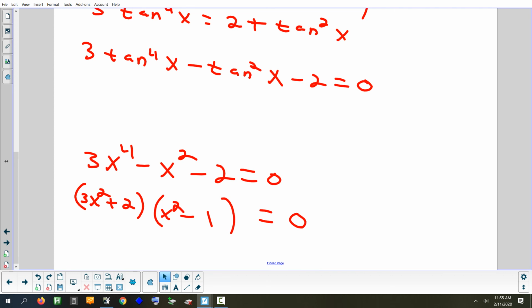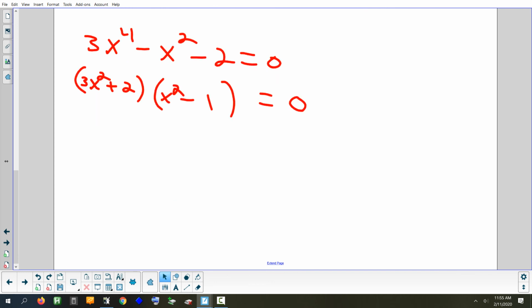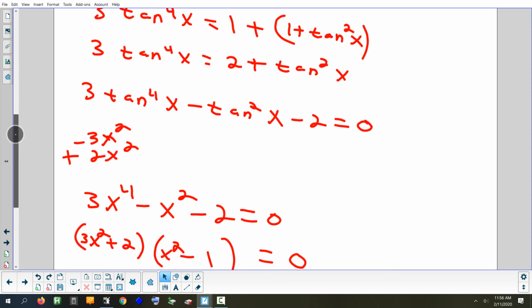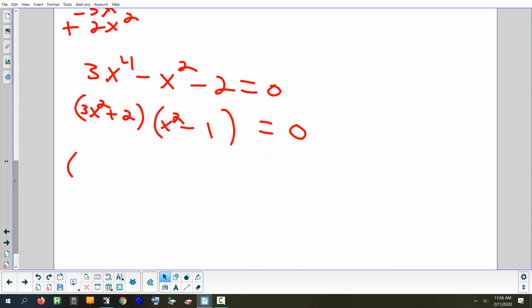3x squared times negative 1. 2 times x squared. Negative 3 plus 2. Is that what we wanted? Perfect. So we just factored it. But our version really is going to replace x with what? Tangent. So 3 tangent squared plus 2 and tangent squared minus 1.